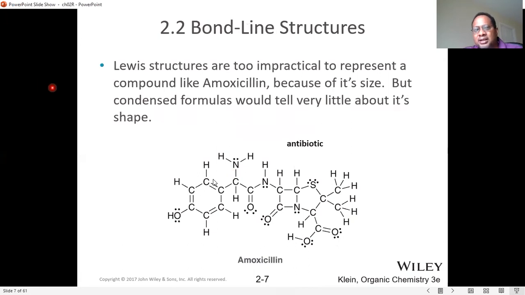Here's a more elaborate structure. You're probably familiar with amoxicillin. This is one of these nice antibiotic drugs, right? And you notice how large the structure is. It has a lot of carbons, nitrogens, oxygens, hydrogens, and sulfur. The time it would take us to draw this structure using the Lewis method would be considerable. So the way to represent these antibiotics is to convert them to what's referred to as a bond line structure. I'll show you how to do this.